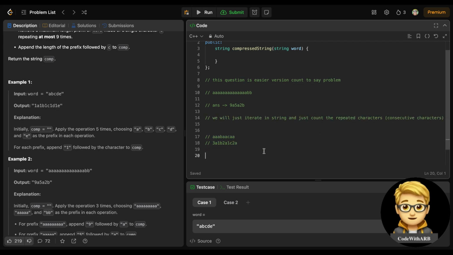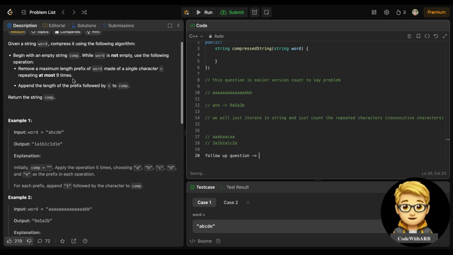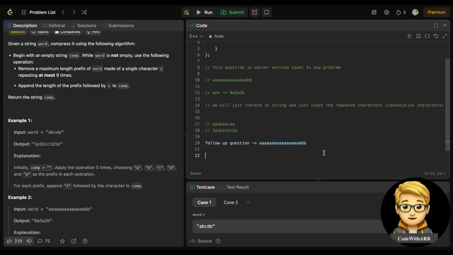The follow-up question can be that this 9 times condition can be removed, right? Repeating at most 9 times can be removed. So suppose there are strings which repeat more than 9 times, then you need to write like 12a, 2b, 224c like that, right? That's how it can also be done, but this is only 9 times, so it can be easily solved, right?